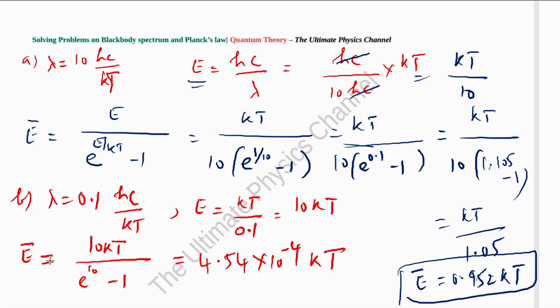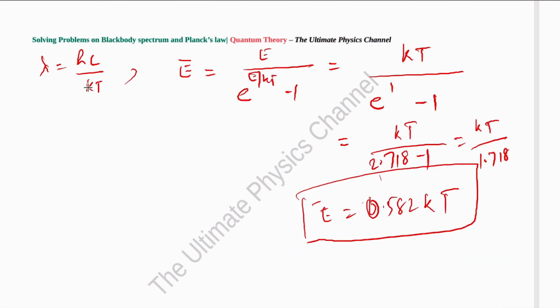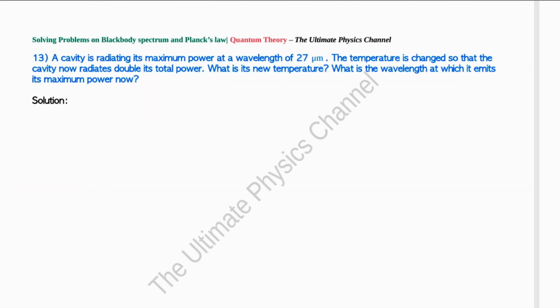So see that for shorter wavelengths, the average energy is too low compared to kT. For longer wavelengths, the average energy is comparable to kT. And for medium wavelengths, which we calculated on our own here, the average energy is nearly half of kT, right? So we can understand this. Right, next problem.